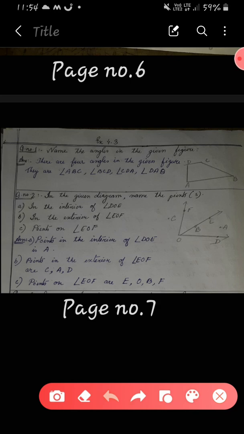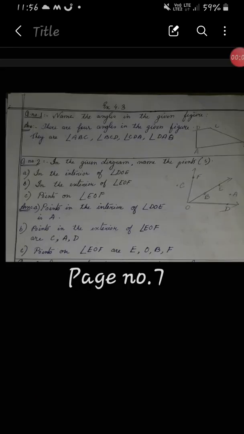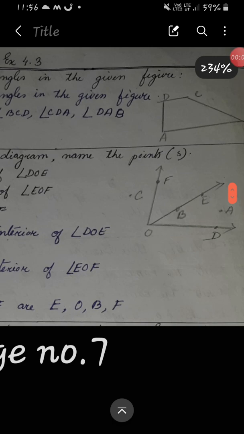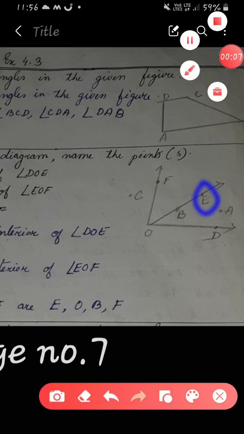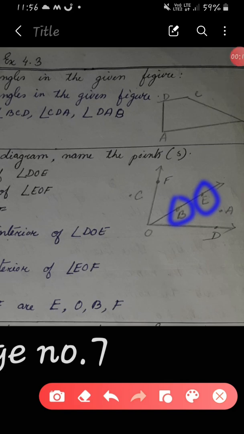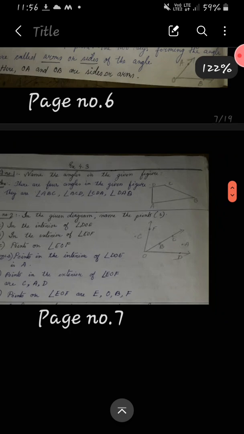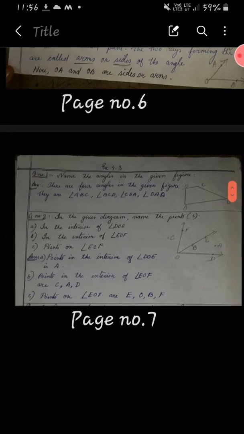Then part 2C, points on EOF. What points lie on angle EOF? You can see E is a point on the angle EOF, B is a point, O is a point and F is a point. Therefore, the points which lie on angle EOF are E, O, B, F. So this is the end of exercise 4.3. Hope you have understood it well.